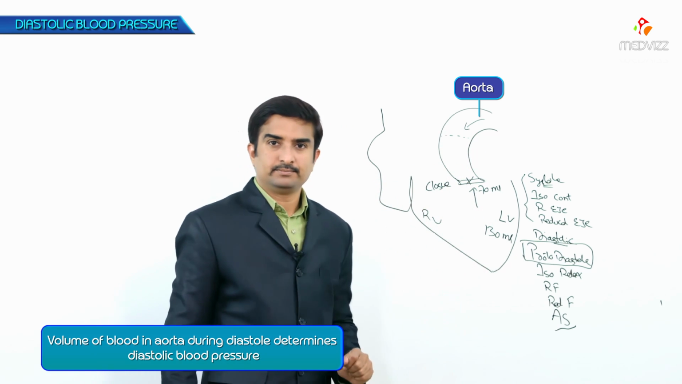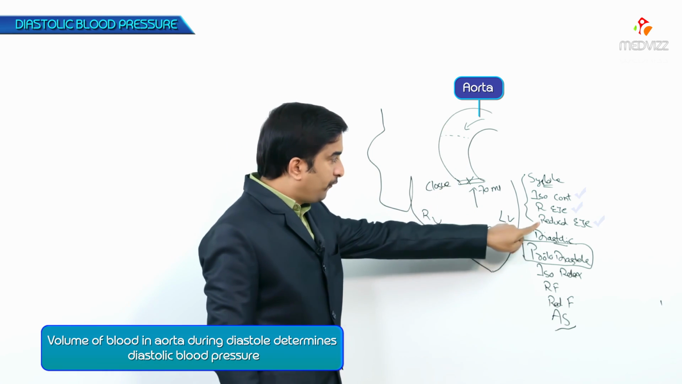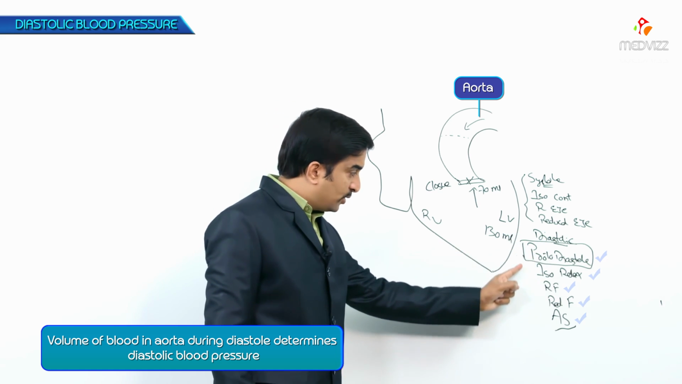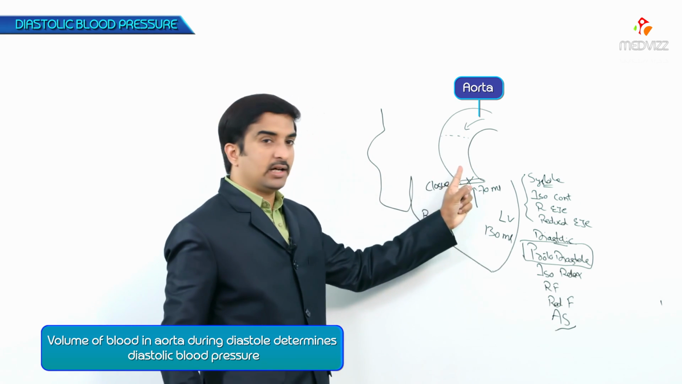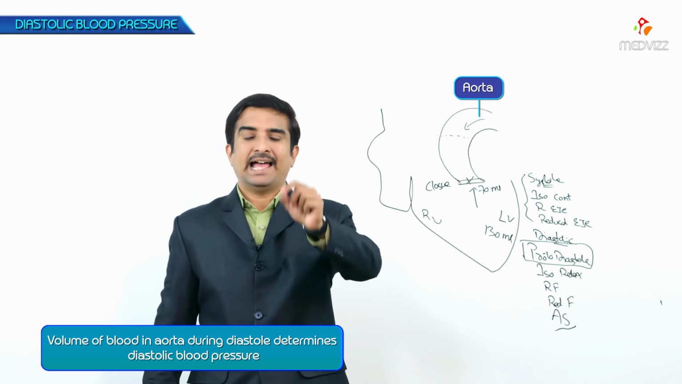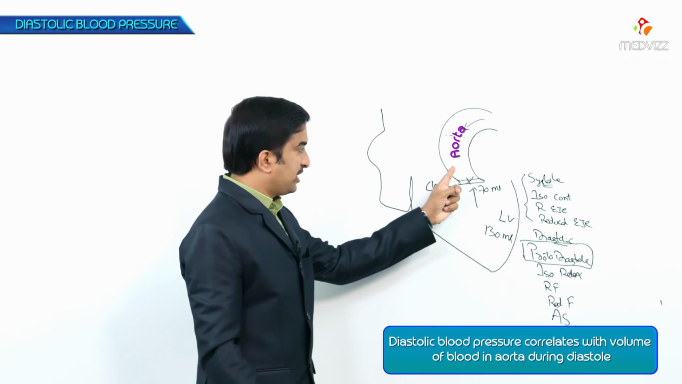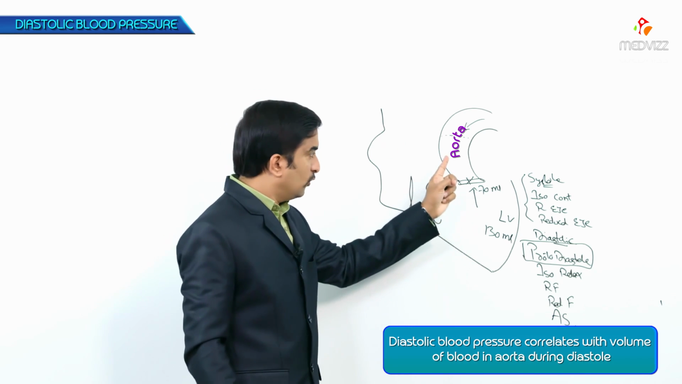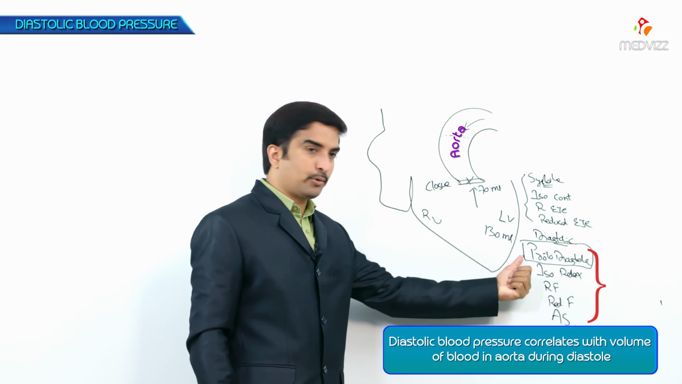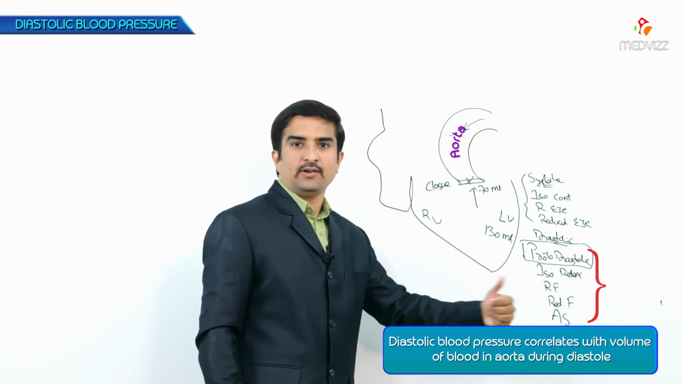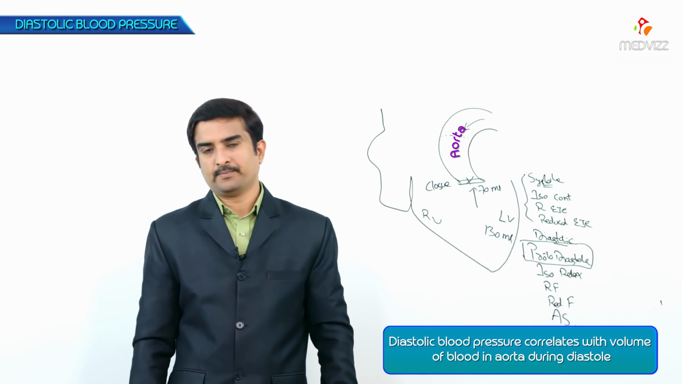remains in the aorta. The amount of the blood which remains in the aorta after the systolic period, that is during the diastolic period of the cardiac cycle, creates a pressure in the aorta called the diastolic pressure, and this is called diastolic BP. That is the reason I said that the diastolic blood pressure correlates with the volume of the blood in the aorta during diastole, that is from the protodiastole to the atrial systole. This is what actually creates the diastolic blood pressure.